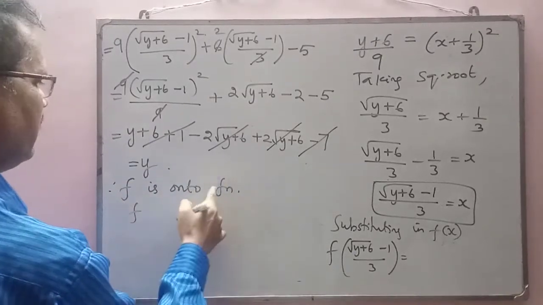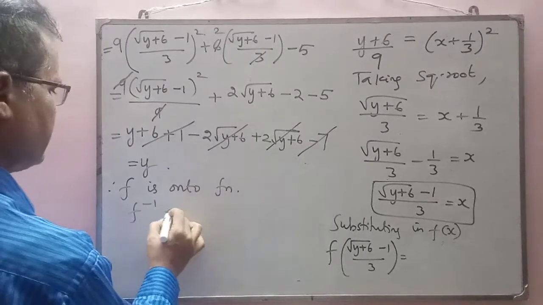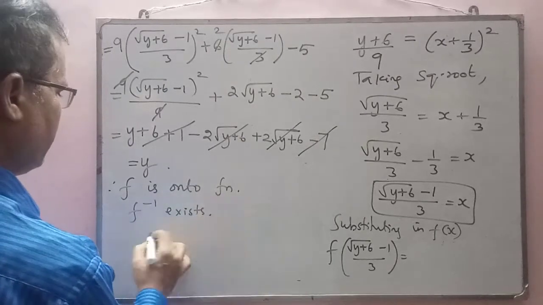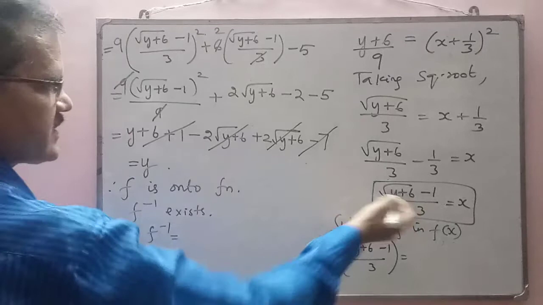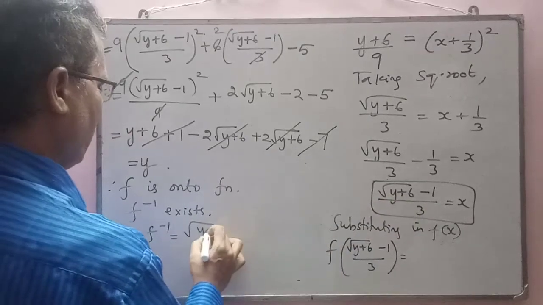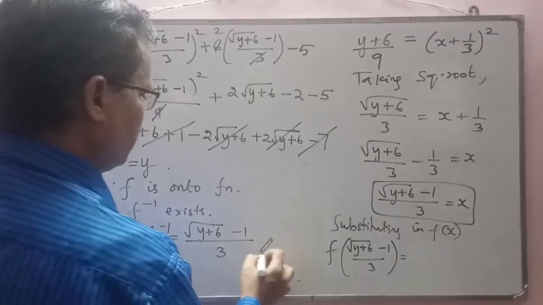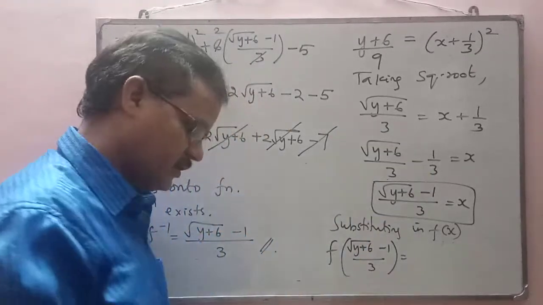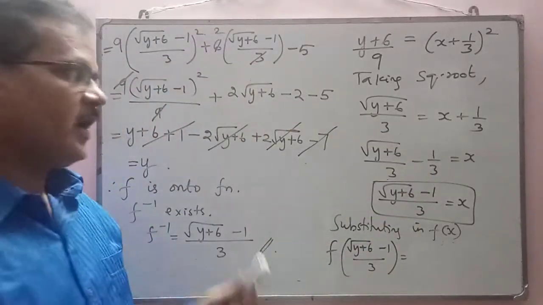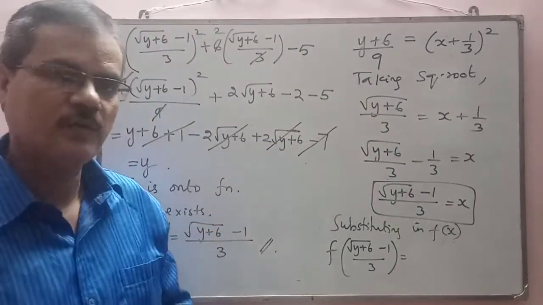So what does it mean? Yes, f inverse exists. F inverse is your x, whatever you want: root of (y plus 6) minus 1 by 3. Due to the calculation, the sum is shown to be a little bigger. If you have shorter ideas about the quadratic formula, you can make use of it.